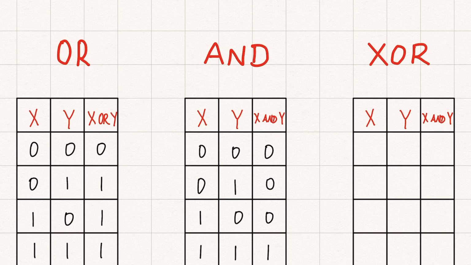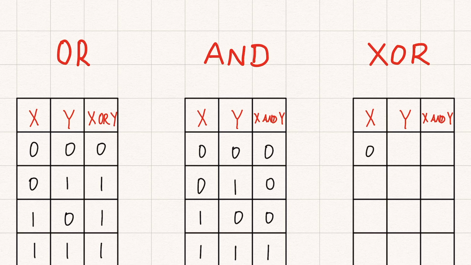Now we move on to the exclusive OR operator. This operator is very similar to the OR operator, except that it does not include the case where they are both high or both 1. That is, it is exclusively ORed. It needs exclusively one or the other to be high. It cannot have both. So we start again.